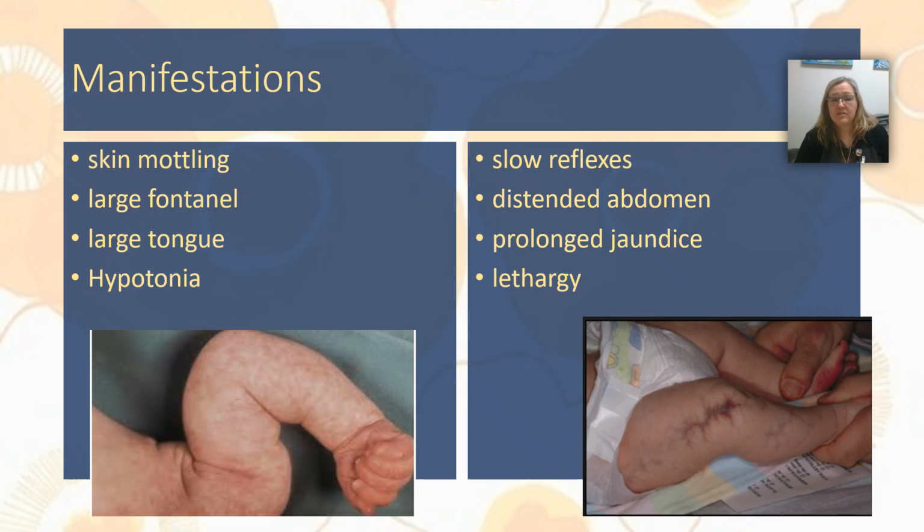You could also see an abnormally large fontanelle, the enlarged tongue, hypotonic muscles or lethargy, slow reflexes, distended abdomen, and prolonged jaundice. And this picture on the right is just what it looks like when you have extreme skin mottling. There's no blood flow there in the darkened area, so it can be severe.